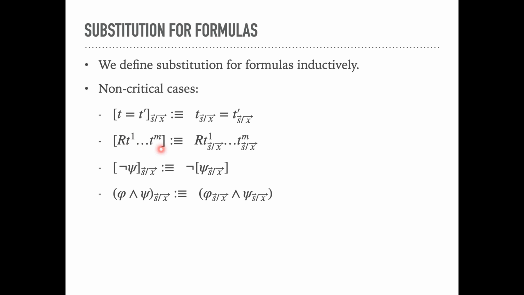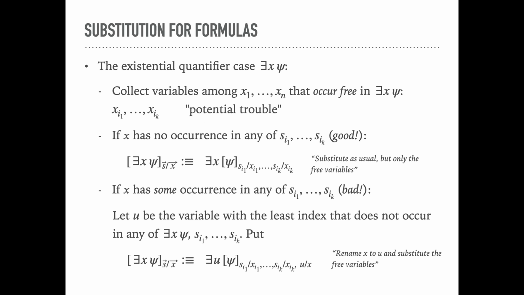Similarly for relations, and then the inductive cases. For negation, straightforward, we just substitute everything in the formula that we negate and then put the negation symbol in front. And similarly, if we have a conjunction, we first substitute in the formulas that make up the conjunction and then form the AND of the two. So now comes the more complicated quantifier case.